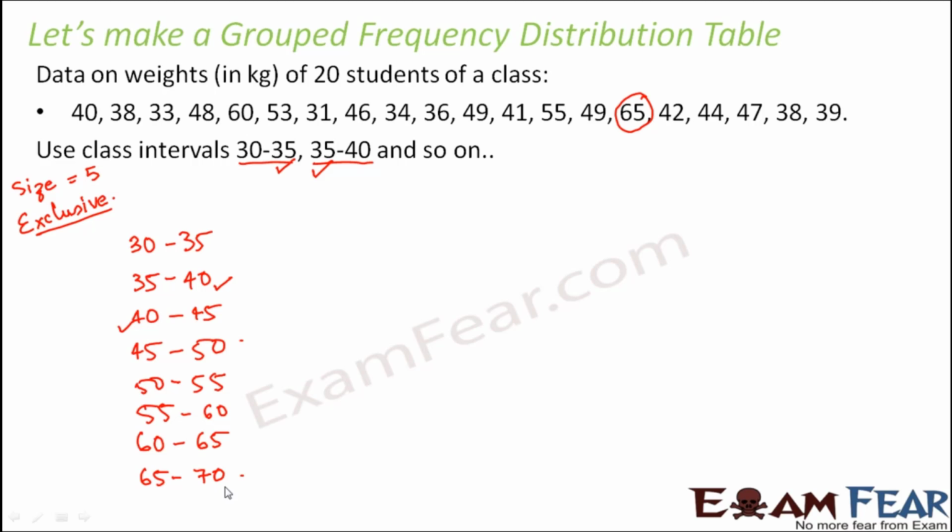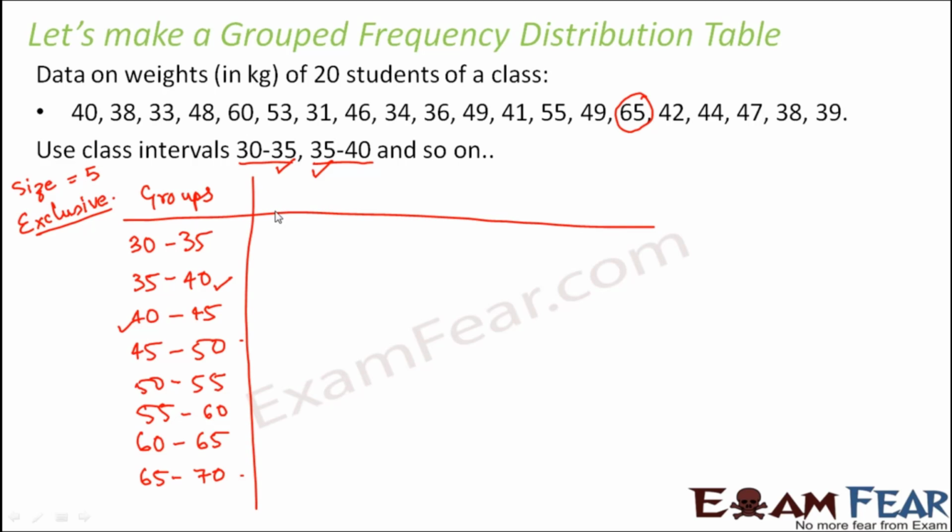So now we have created all the class intervals that are needed to cover this set of data. Right? So these are our groups. So we have created one column of frequency distribution table. Now what would be the next column? The next column would be for tally marks. And the third column would be for frequency. So that's how we create frequency grouped distribution table.